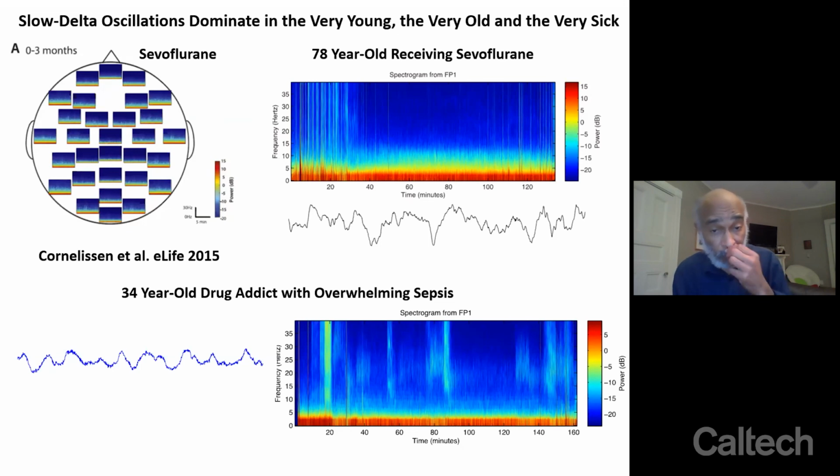Like this 34-year-old gentleman that I took care of a few years ago who had overwhelming sepsis because he had an infected arm from shooting up. He would come to the operating room to have his bandages changed. And one of the things that I noticed when I put the EEG on him was that he had just slow oscillations. There was nothing there. I was surprised. He's a young guy. I didn't expect this. And then what I came to appreciate is that this is very typical in patients with sepsis.